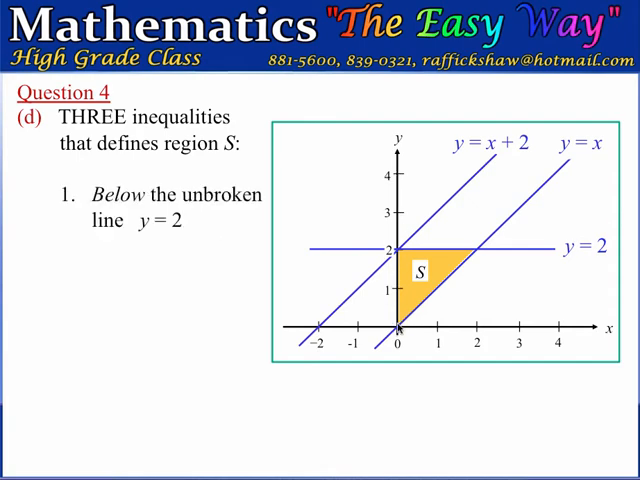Firstly, the shaded region S is below the unbroken line y = 2. And so y values in this region will be less than 2, and y values on this line will be equal to 2. And therefore, in relation to this line y = 2, the shaded region will be such that y is less than or equal to 2.